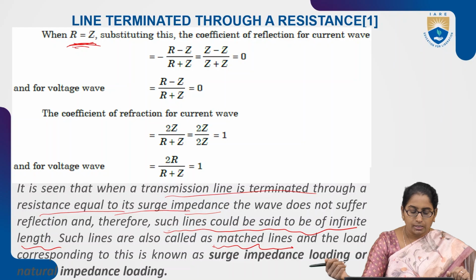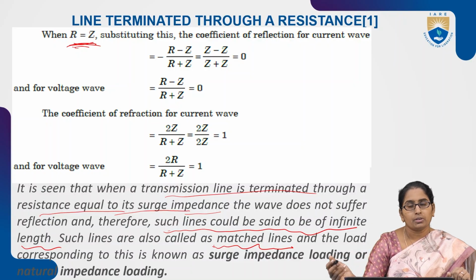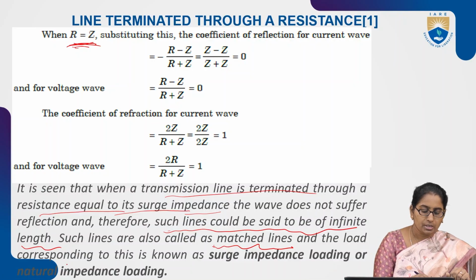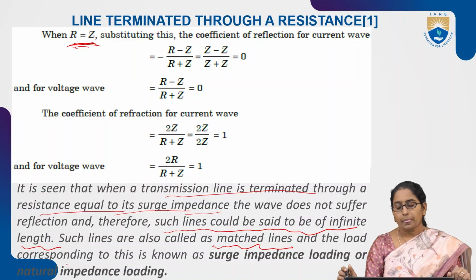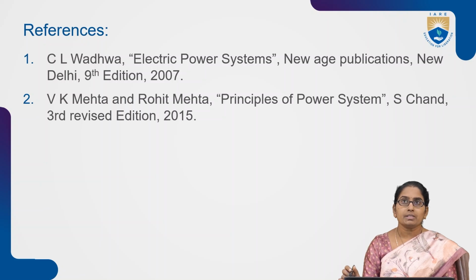The load corresponding to this is known as surge impedance loading. We have already seen this point, I think two or three lectures back. When the terminating resistance value is equal to the surge impedance, the lines are said to have surge impedance loading, which is also called natural impedance loading. So this is a point. These are the references for this lecture.